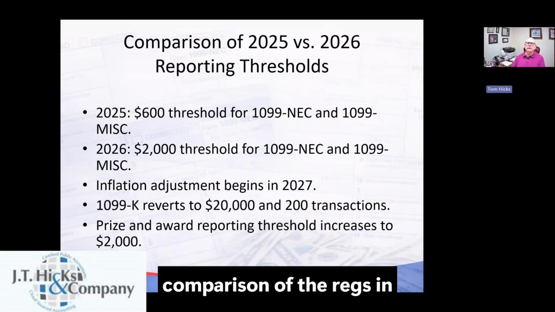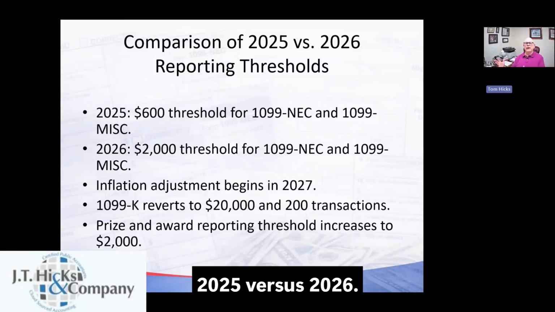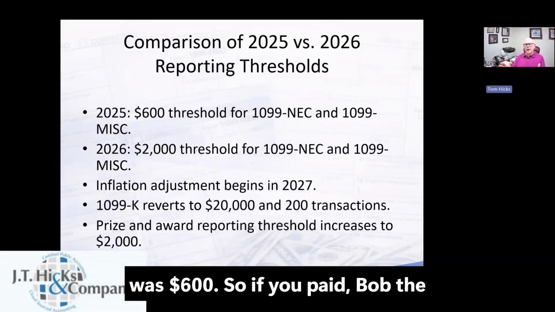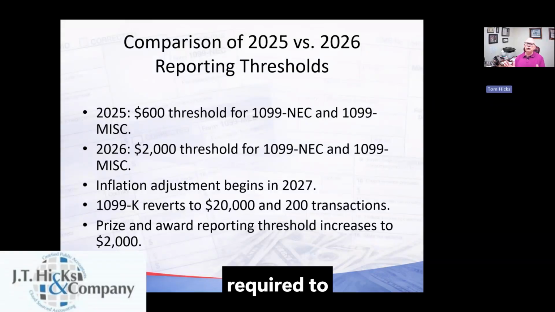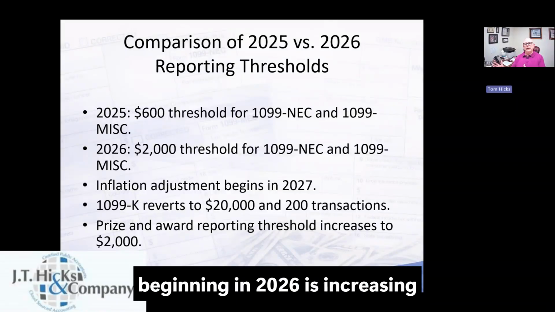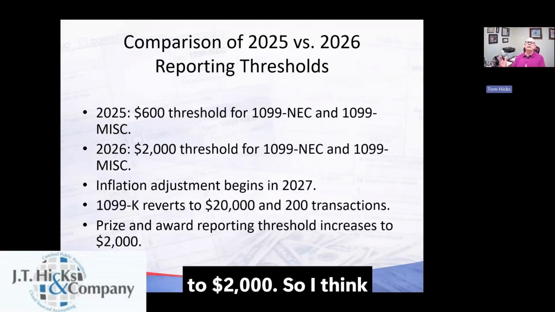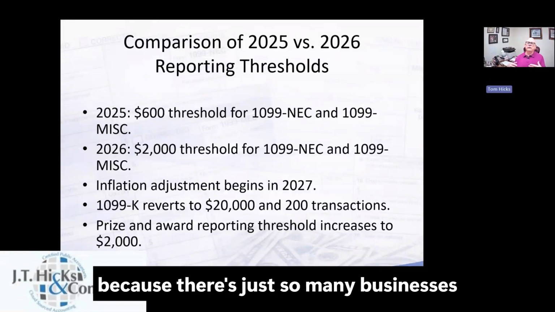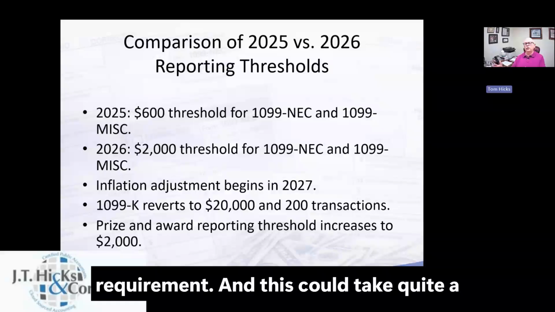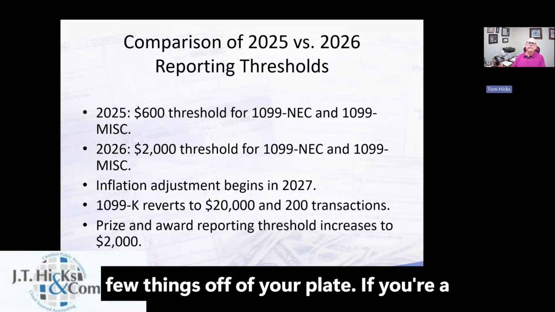All right, so let's talk about a comparison of the regs in 2025 versus 2026. Many of you are familiar with the old amount, which was $600. So if you paid Bob the plumber $599, you were not required to issue a 1099. That amount beginning in 2026 is increasing to $2,000. I think this is a great development because so many businesses are burdened by this reporting requirement, and this could take quite a few things off your plate.